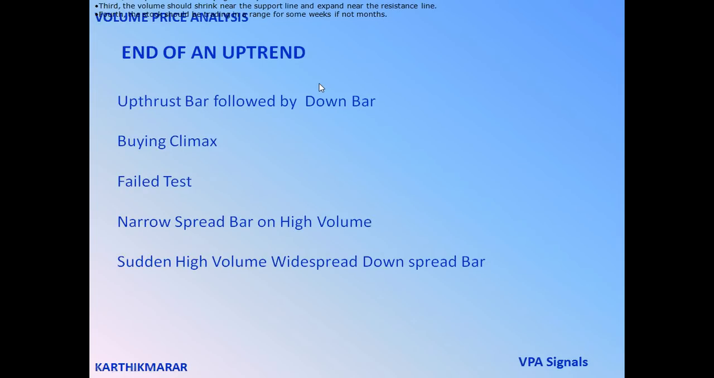So now the general things to recognize the end of an uptrend. These are the indications which generally indicate the end of an uptrend. It's an upthrust bar followed by a down bar. Then it can be a buying climax. That means a rapid, widespread up bar and ultra high volumes. And there could be a failed test, which is also an indication of the end of an uptrend.